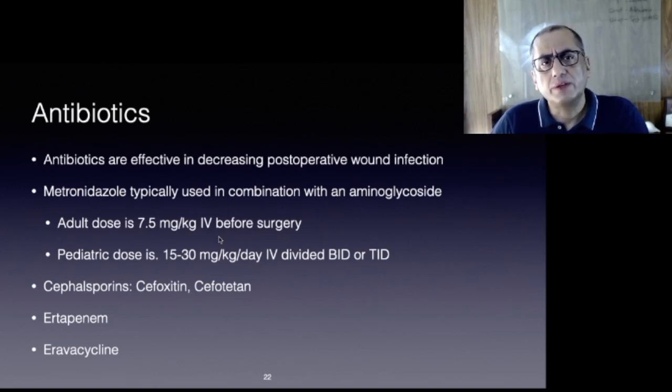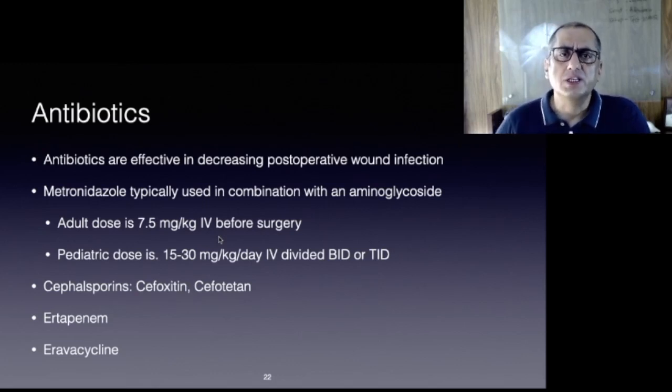Antibiotics have proven effective in decreasing the rate of postoperative wound infection and improving outcomes in patients with intraperitoneal infection and bloodstream infection. Metronidazole is typically used in combination with an aminoglycoside to provide gram-negative and anaerobic coverage. An adult dose is around 7.5 milligrams per kg IV before surgery. Pediatric dosing is around 15 to 30 milligrams per kg per day. Metronidazole is a pregnancy category B drug.